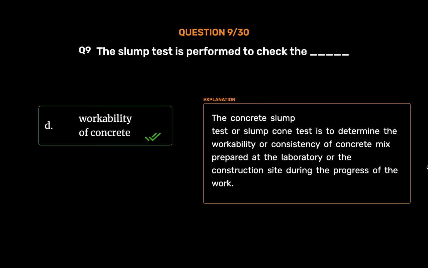The concrete slump test or slump cone test is to determine the workability or consistency of concrete mix prepared at the laboratory or the construction site during the progress of the work.